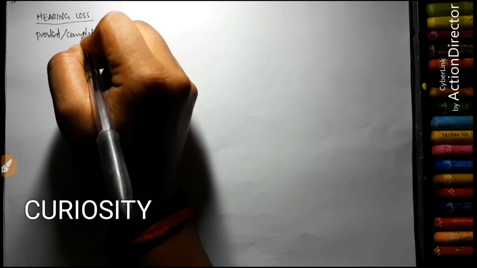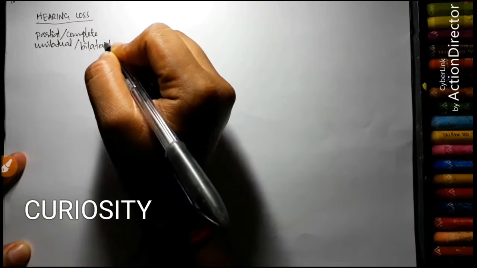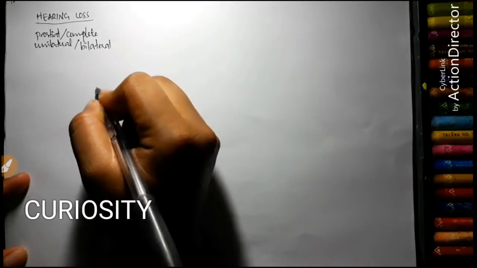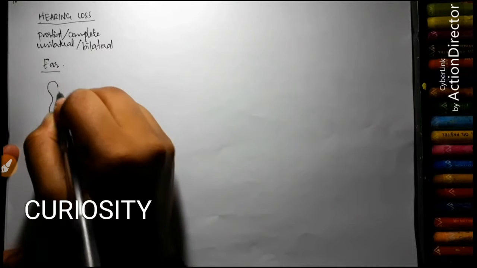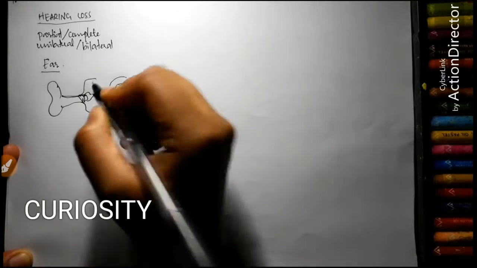In today's video, we'll be explaining hearing loss. Hearing loss is defined as a partial or complete loss of hearing. It can be unilateral or bilateral. Before going into more detail about hearing loss and its types, you should know the basic anatomy of the ear. It's very simple actually. Once you go through this video, you'll understand the basic anatomy of the hearing system.